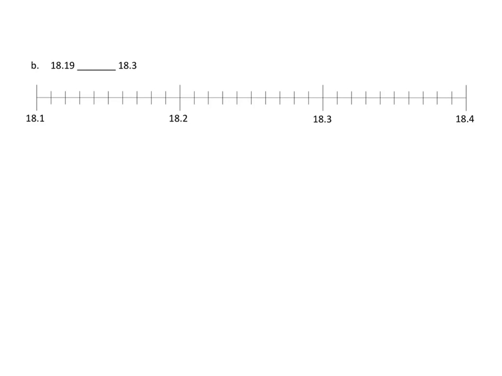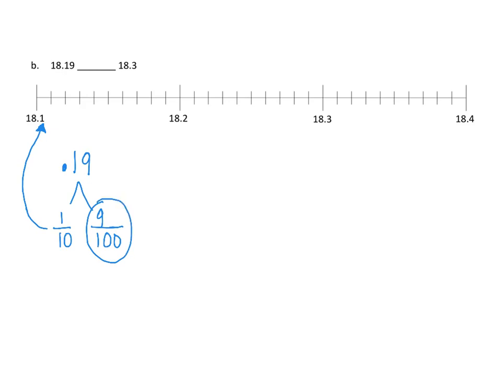So let's do our number bond for 19/100ths because we already know that we're dealing with the 18 wholes. So we don't have to take that one apart. So 19/100ths, we get 1/10 and we get 9/100ths. Well, we see right here, 1/10 is right there. That's 18 and 1/10. That's that part. But we now got to focus on where do 9/100ths go?